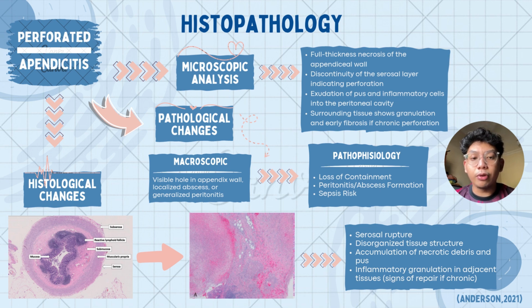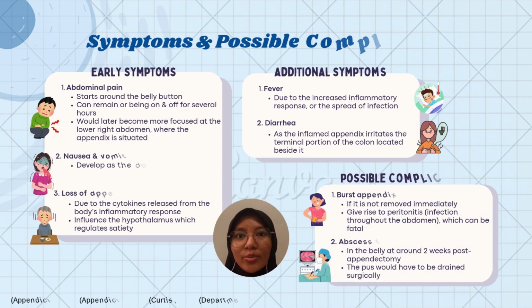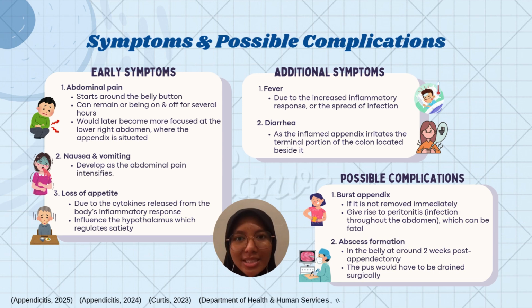Pathologically, both result from luminal obstruction and ischemia. Gangrenous change reflects vascular compromise. Perforation results from sustained pressure and tissue breakdown. To summarize, gangrenous and perforated appendicitis show severe progressive destruction of appendiceal tissue, highlighting the importance of early diagnosis and surgical treatment. Now, we will discuss the clinical implications of appendicitis.